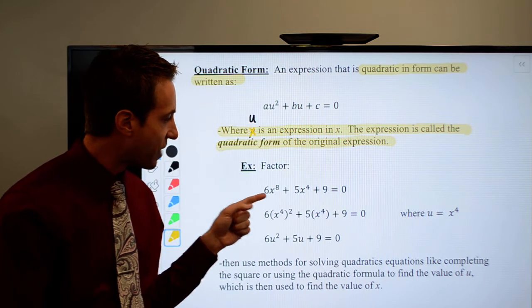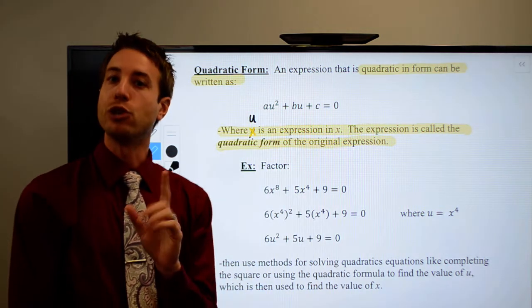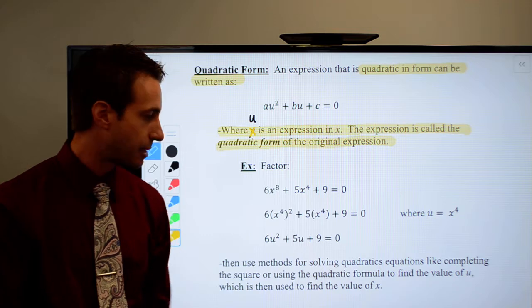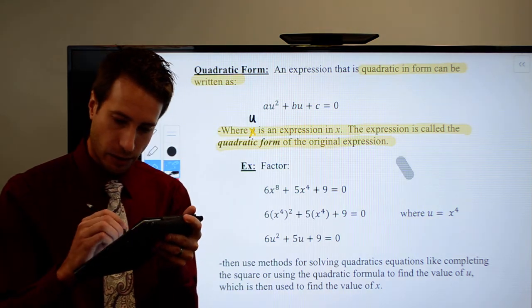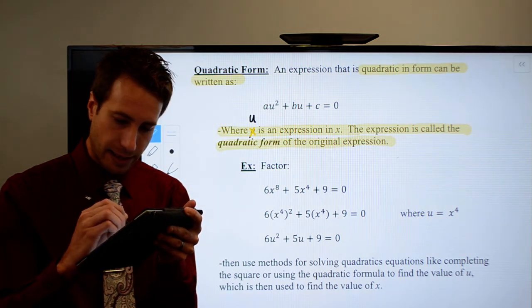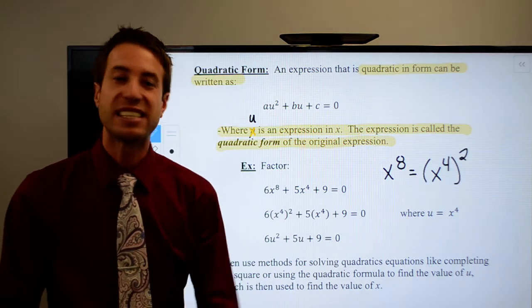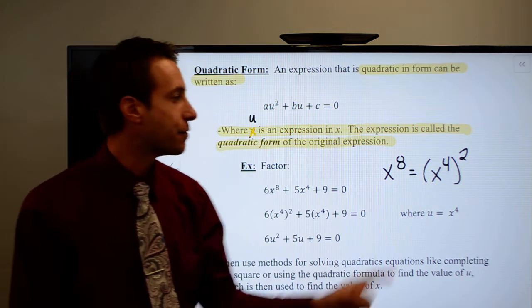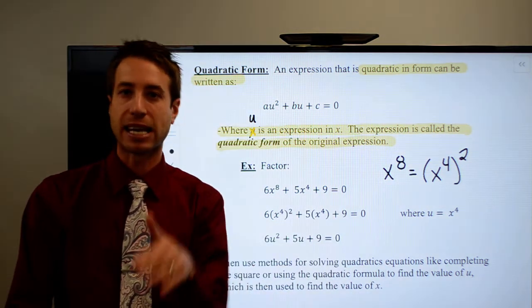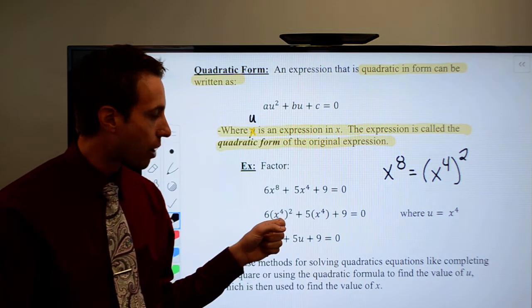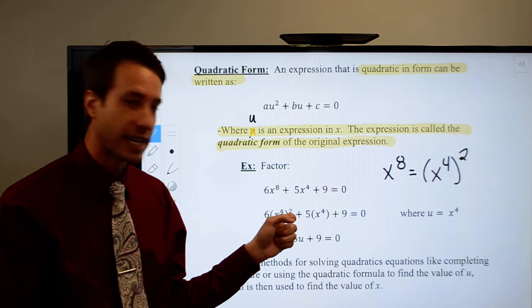All right, I've given you a polynomial that is x to the 8th. That is definitely not quadratic. This would have to be squared in order for it to be quadratic. But what you recognize is that, using properties of exponents, x to the 8th is equal to x to the 4th squared. This is the power property of exponents, which says if you have something raised to a power, you multiply those exponents together. So x to the 8th is simply x to the 4th raised to the second power, which is exactly what I've done here. I've used that power property to rewrite this as 6 times x to the 4th raised to the second power.